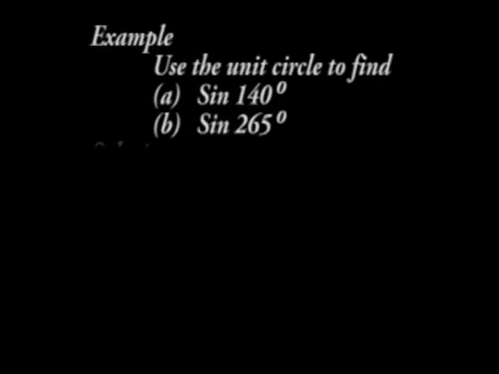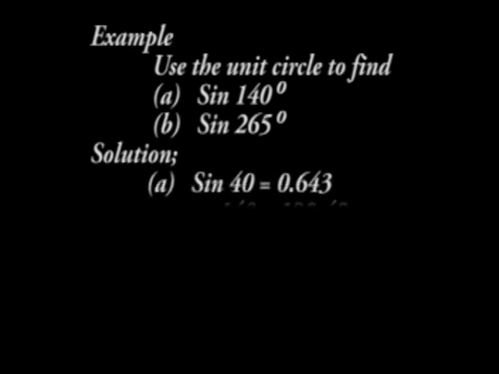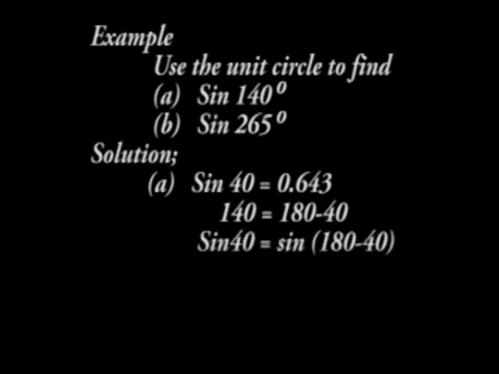For example, use the unit circle to find the value of sin 140 and sin 265. Sin 40 degrees is equal to 0.643. 140 degrees is equal to 180 minus 40. Therefore, sin 140 degrees is equal to sin of 180 minus 40, which is equal to sin 40, and that is 0.643.